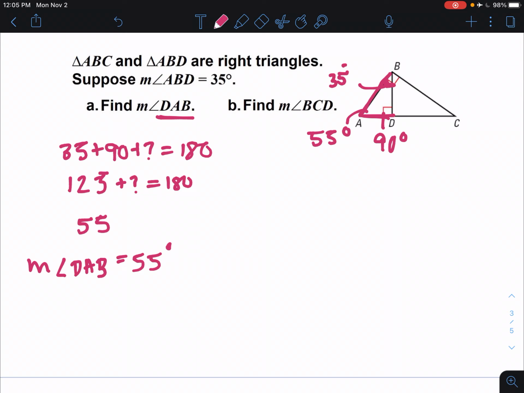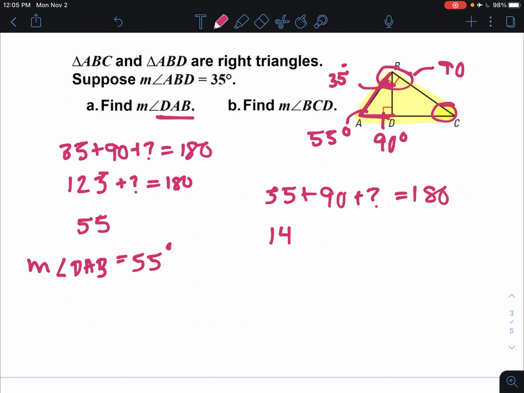All right, so now I know that that's 55. Now I need to find the measure of angle BCD. That's over here. So I'm focusing on this whole big triangle. And I already know that right here is 90, and that the other corner is 55. So what's this one? Well, I have two angles in this triangle, which means I can solve for the third one. 55 plus 90 plus what equals 180.